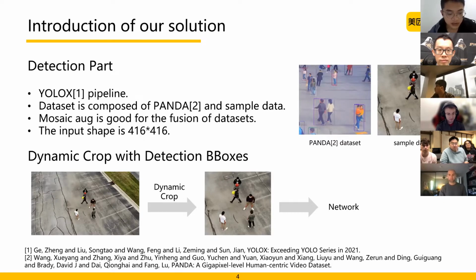There is too much redundant information in the frame of the video. We use dynamic crop with the detection boxes from the last frame. We extract the main part of the picture so that we can get larger objects, which is good for the detection system.